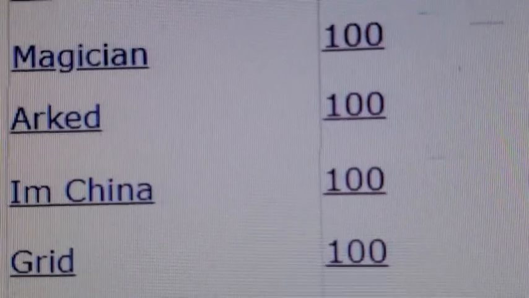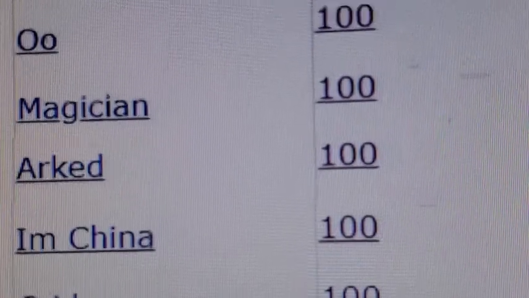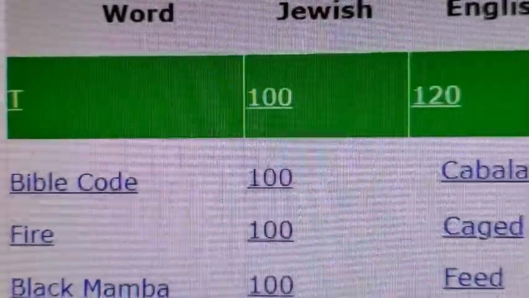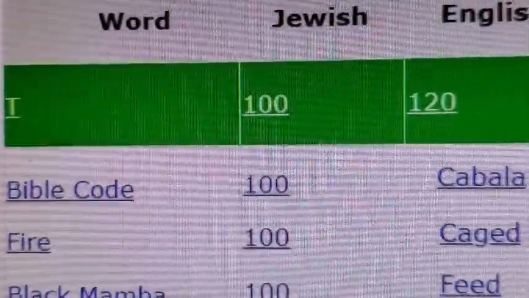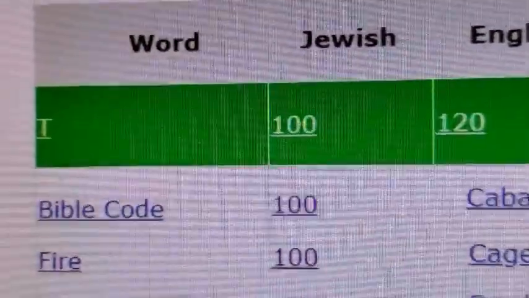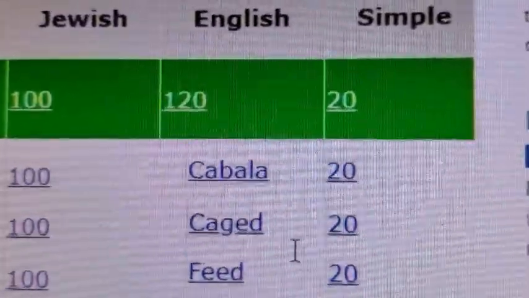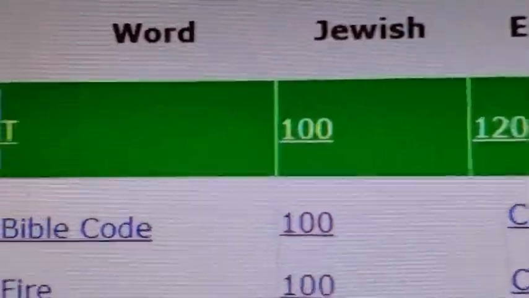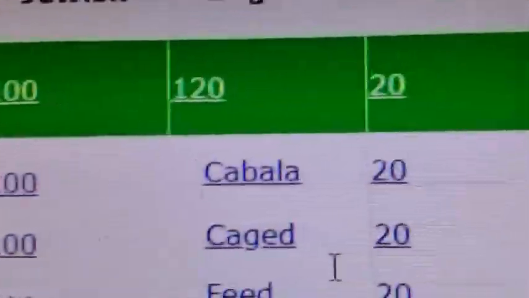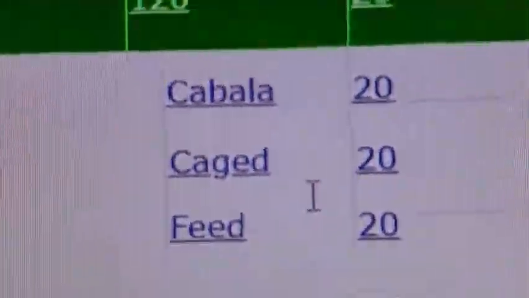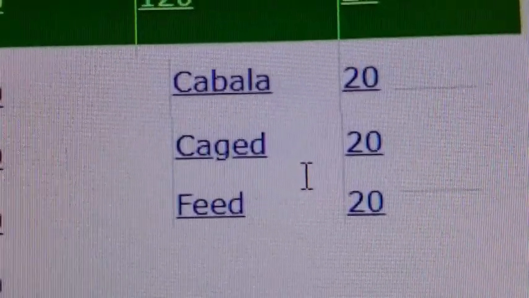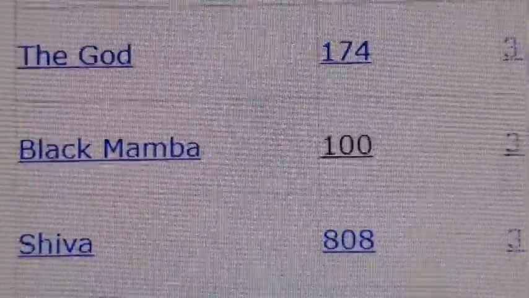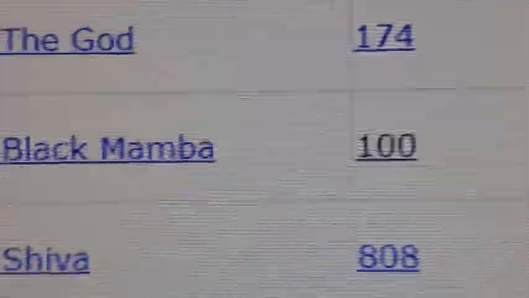So these are just some things that also have the numerical equivalent of 100. And the letter T is equal to 100 in Jewish gematria. The English it's 120, but in simple gematria, the letter T, which we weren't really covering, actually equals 20, and that is Kabbalah, caged, and feed. So these all equal. So the black mamba is 100 and also 59.